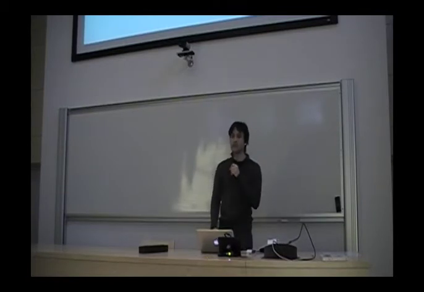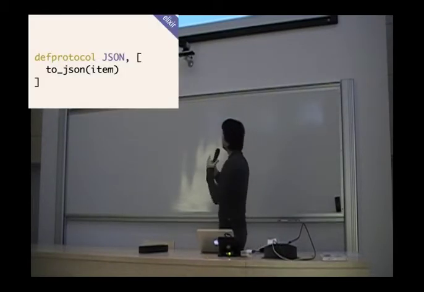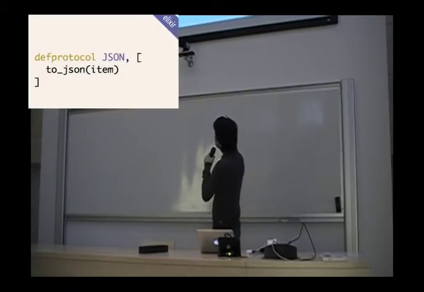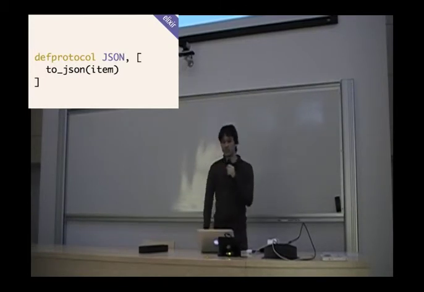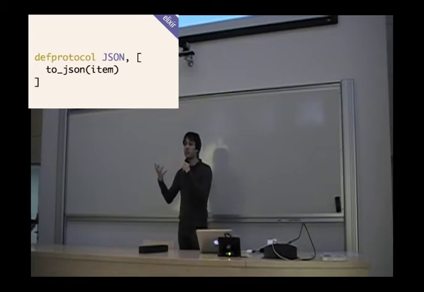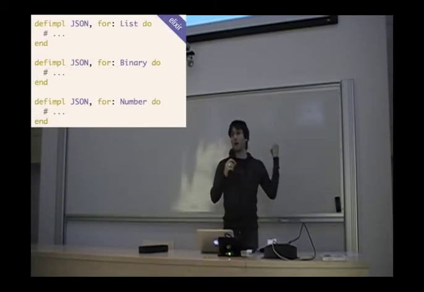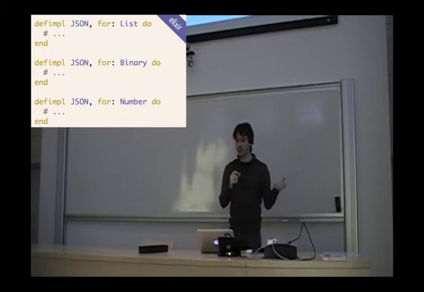So with Elixir, and you do something similar with Clojure, it's basically to define a protocol. So I say, I want to define a protocol JSON, and to implement this protocol, you need to implement the toJSON function, right? And then you define the implementation of the protocol ad hoc. It's not inside the same place where you define the protocol.